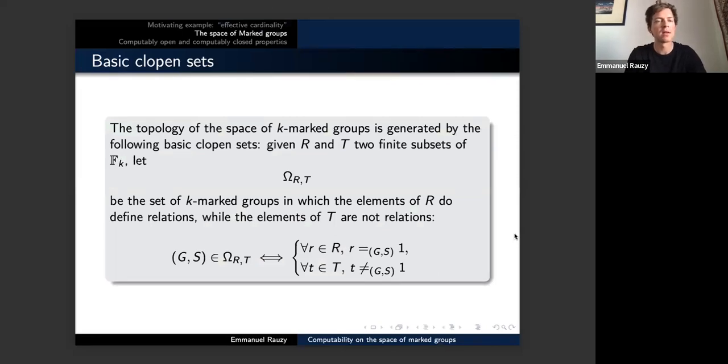Now let me define the basic clopen sets. When working with the space of marked groups, we usually use the following basis for the topology. We fix two finite subsets of the free group, and we consider the set of marked groups in which the elements of the first subset define relations, while the elements of the second subset define non-relations. The set of groups that satisfy some imposed relations and do not satisfy another set of imposed non-relations. And these are clopen sets, and they form a basis for the topology of the space of marked groups.